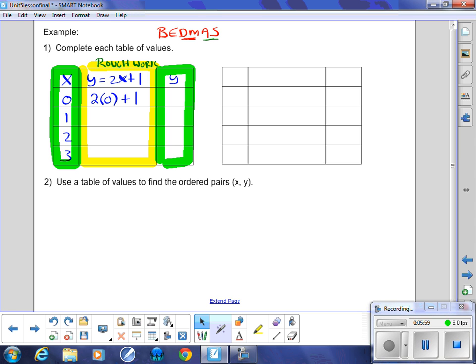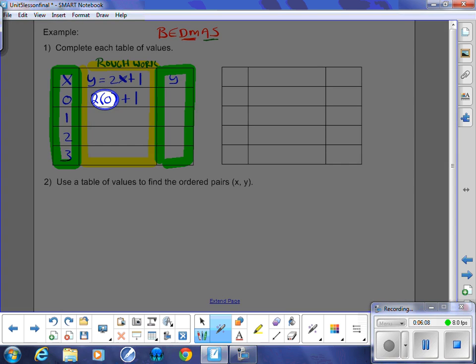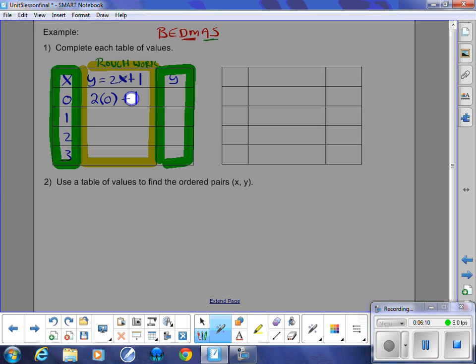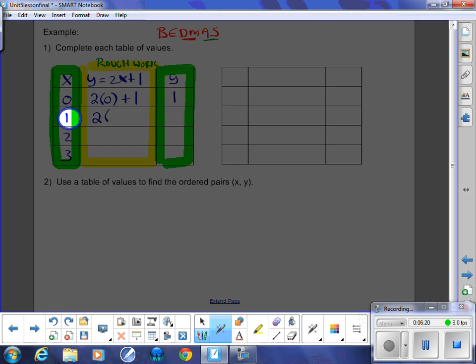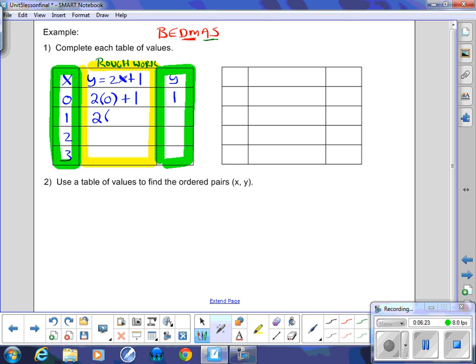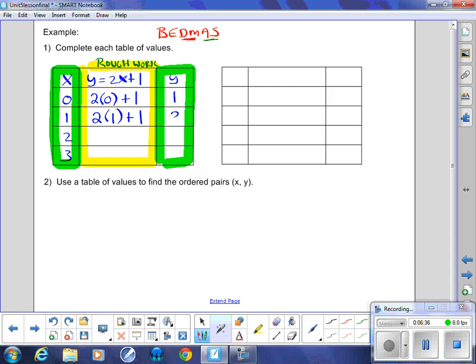All right, so I do my multiplication. So I'm going to do this first. So 2 times 0 is 0, plus 1 is 1. So 0 plus 1 is 1. The next one, 2. Now my x value is changed. It's now a 1. So I put that in there in the bracket. So now I do my steps here. So multiplication first. 2 times 1 is 2. Plus 1 is 3. There we go.